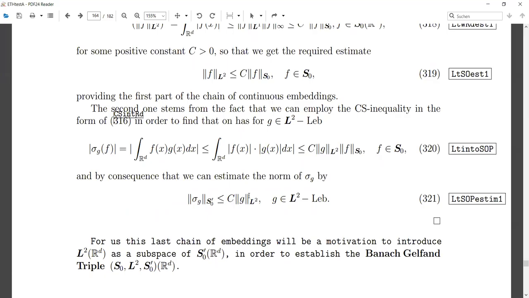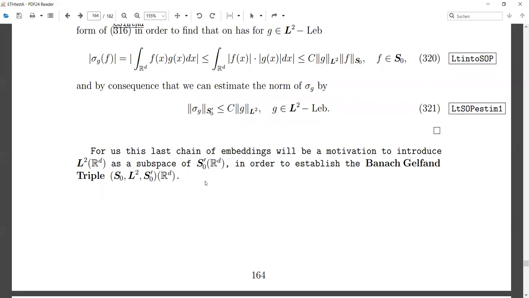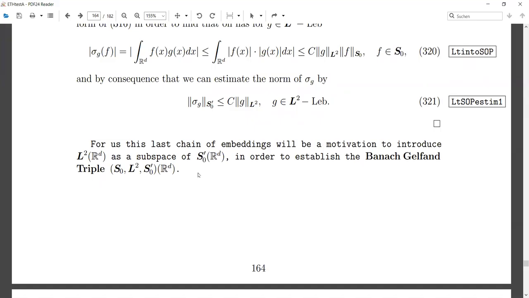In this way we really have a triple of spaces, and this will be discussed in great detail further on. I call it a Banach Gelfand triple, clearly because we have three Banach spaces, but in a very specific manner. The Hilbert space is in the middle, and there is a small Banach space, our space of test functions. The Hilbert space is what I call sandwiched between S0 and S0 prime.